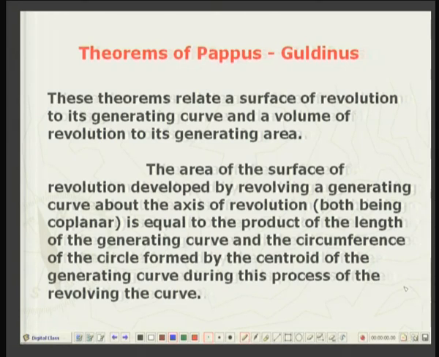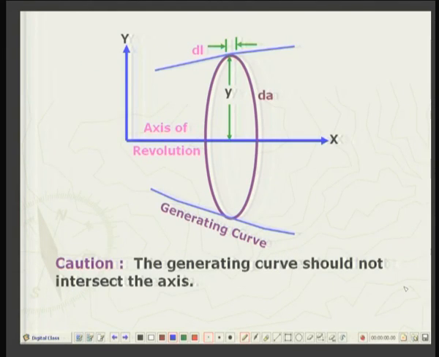Now, towards the end of our last lecture, we had started with theorems of Pappus-Guldinus, and we were discussing the surfaces of revolution and volume of revolution. Let us try to recap that. The surface of revolution is obtained by rotating a curve about an axis. I will show you a simple example here.